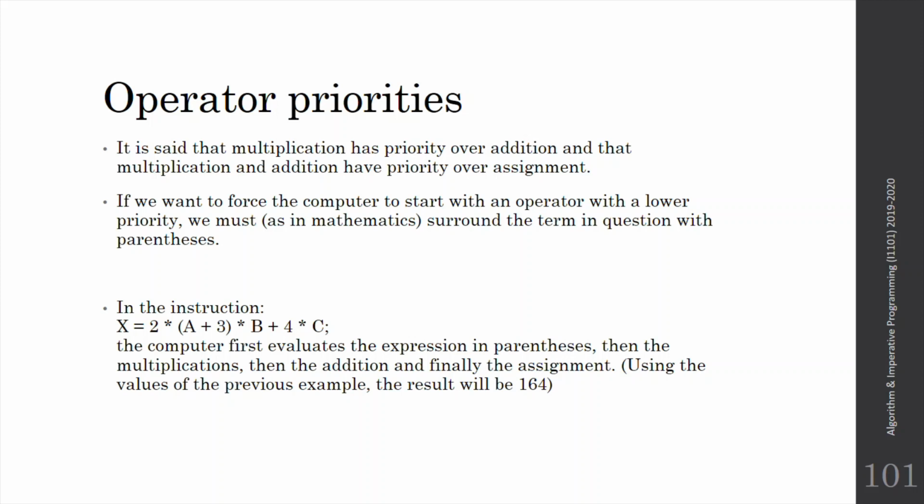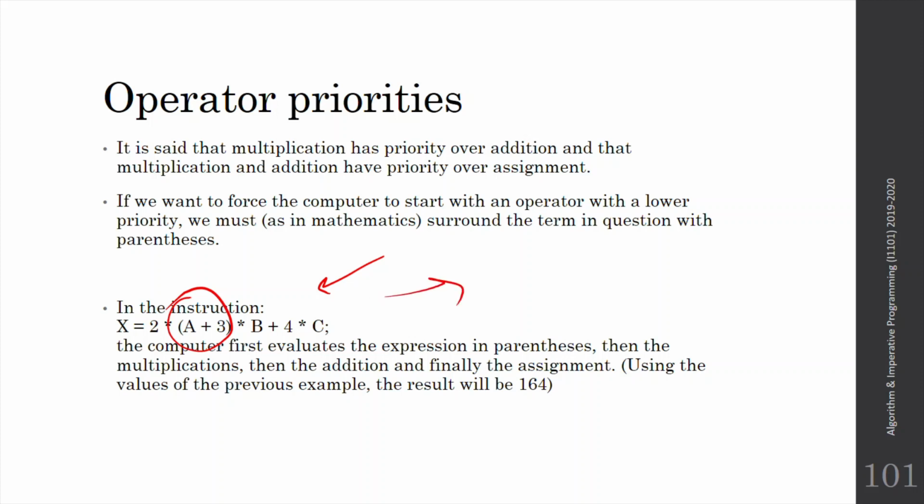If you want to force the computer to use other priorities, as you know, we should use brackets or parentheses. So here is the example again. However, here we have used brackets. So obviously we need to do the summation first. So we do a plus 3, then we multiply by 2, and then we multiply by the value of b, which was equal to 10, and then we add 4 multiplied by c.